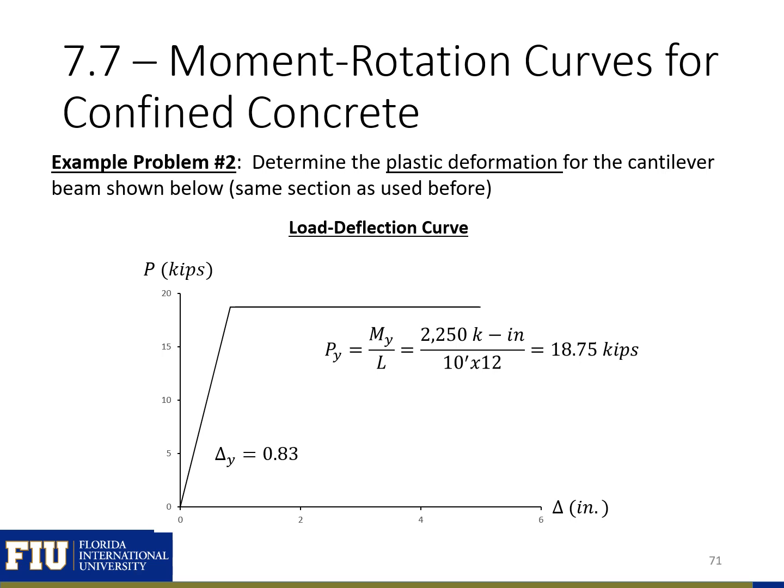Here is a load deflection curve for our section. You can see at the end of the elastic range, we have a deformation of about 0.83 inches. At the end of our plastic range, we're at about 5 inches. So if we ignore our plastic deformation, we're missing out on about 4.1, 4.2 inches of deflection capacity, which is beneficial for load redistribution and when we're considering seismic or other extreme loading.